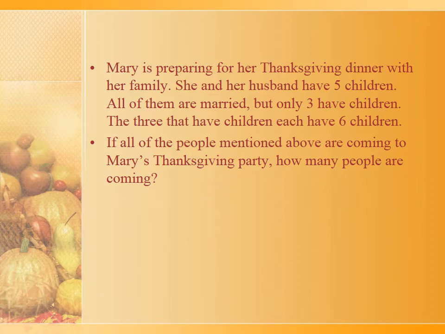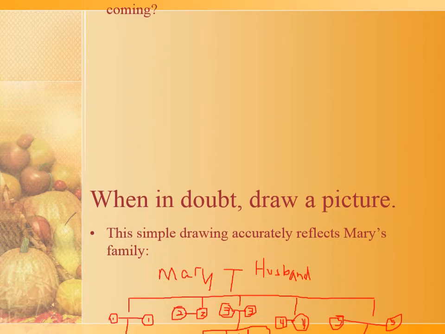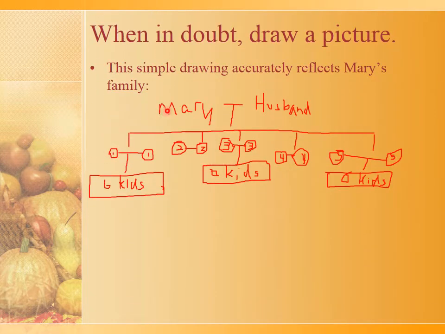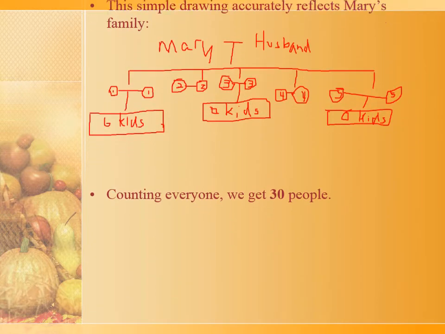To do problems like these, the easiest way, I would say, is to draw a picture. So, this simple drawing accurately reflects Mary's family. So, 1, 2, 3, 4, 5, 6, 7, 8, 9, 10, 11, 12. Then we count the number of grandkids, so 6 times 3, 18. 18 plus 12 is 30, so we get 30 people who are coming to Mary's party.